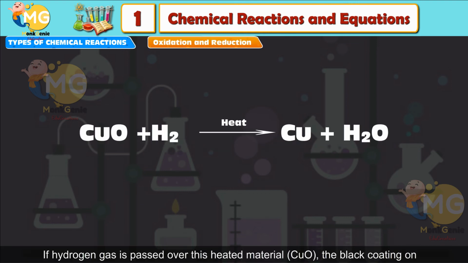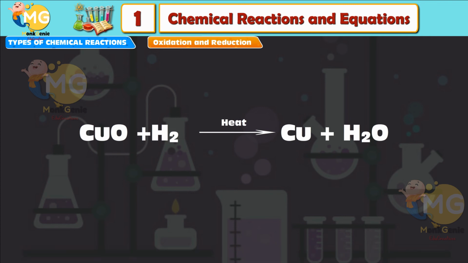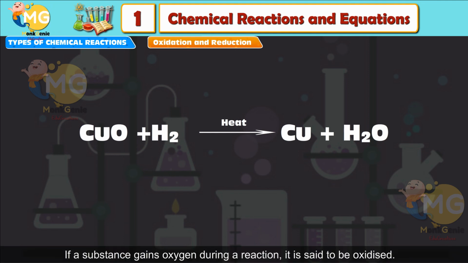Oxidation and reduction. If hydrogen gas is passed over heated CuO, the black coating on the surface turns brown as the reverse reaction takes place and copper is obtained. CuO plus H2, on heating, gives Cu plus H2O. If a substance gains oxygen during a reaction, it is said to be oxidized. If a substance loses oxygen during a reaction, it is said to be reduced.